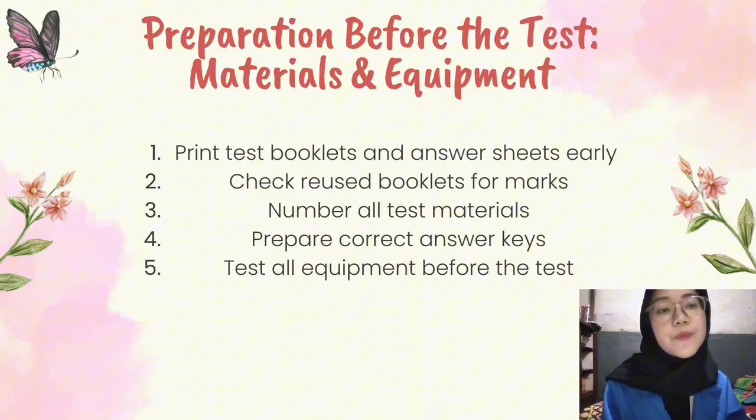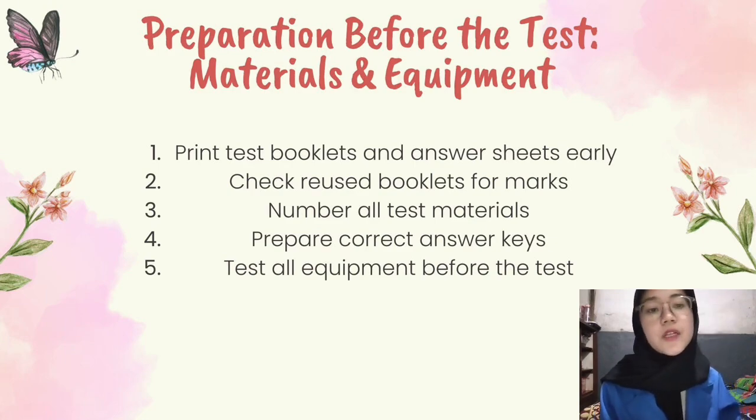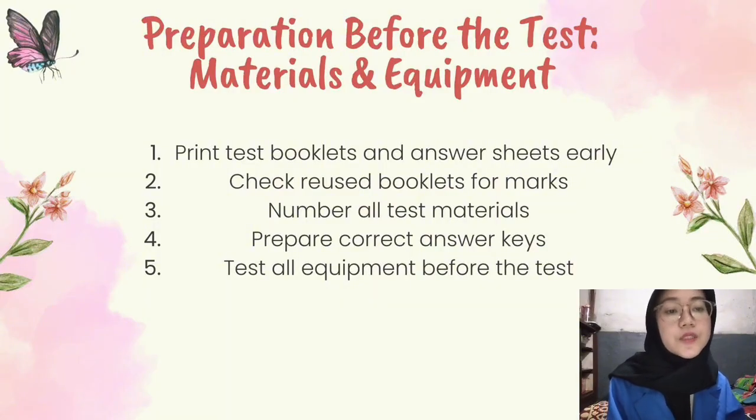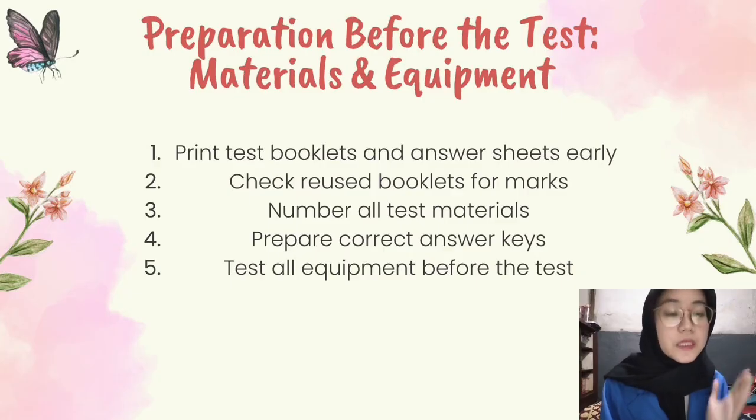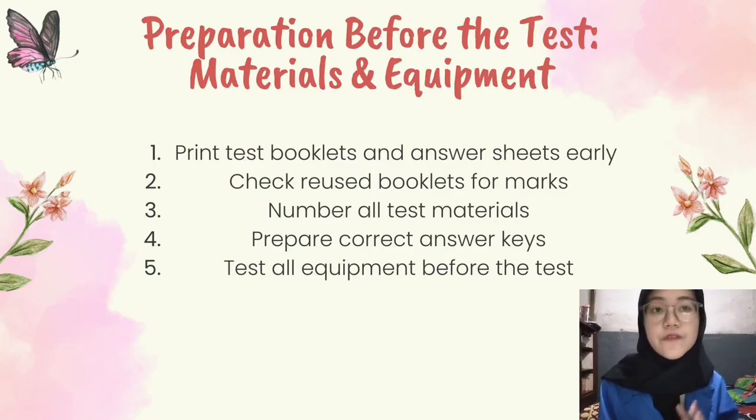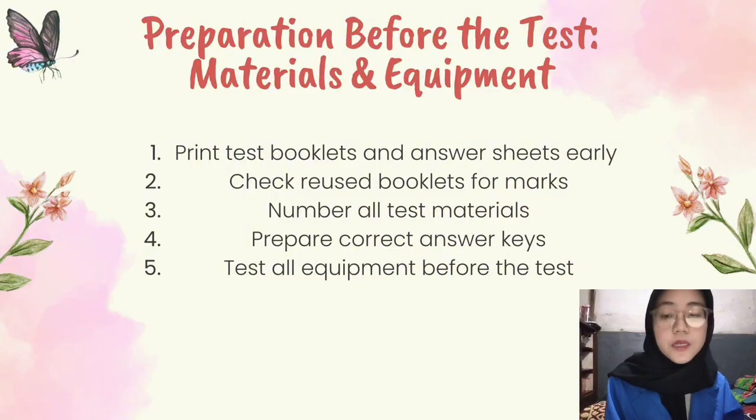Next is preparation before the test. Materials and equipment. Number 1 is print test booklets and answer sheets early. So all test materials should be prepared early so there is enough time to check for errors. Number 2 is check reused booklets for marks. Reused booklets should have no marks because they can give unfair hints.